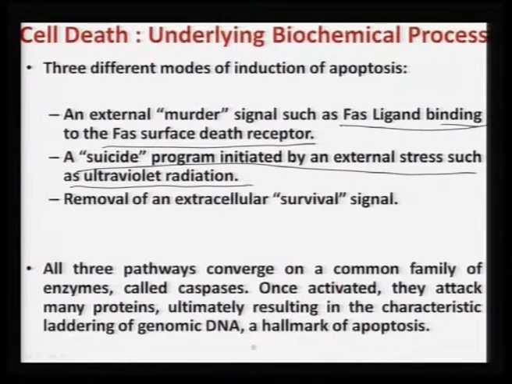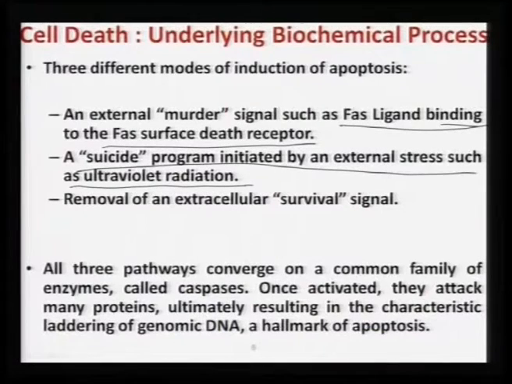For example, if you expose some cells to very ultraviolet radiation, UV radiation, the cells can die. That means the cell apoptosis here is triggered by the ultraviolet radiation. Another trigger is removal of extracellular survival signal. So either you induce the death signal or you simply remove whatever signals were necessary for the survival of that particular cell. Then also you can induce the apoptosis.